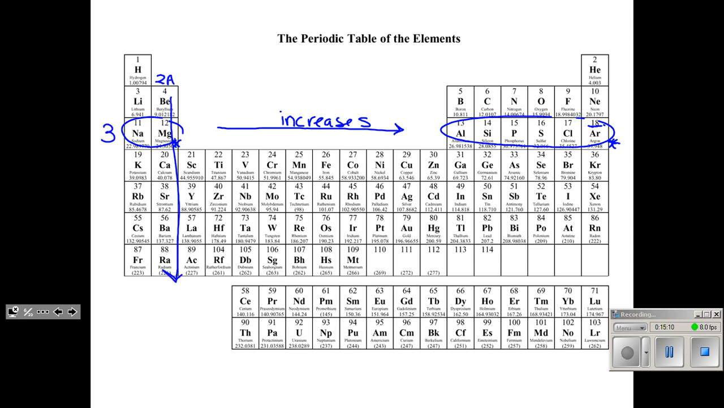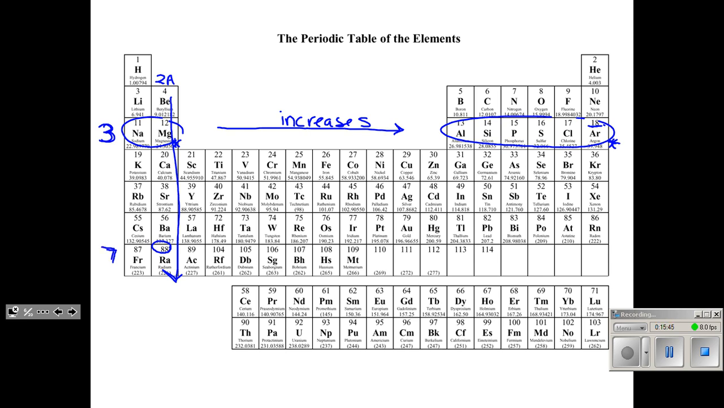What's happening as we go down the family, we can see that the nucleus is getting bigger. We have 4 electrons, 12 electrons, 20 electrons, 38, 56. But as we go down that family, the outer electrons are getting farther and farther away from their nucleus. So again, radon has outer electrons at energy level 7 versus the outer electrons for magnesium at energy level 3.